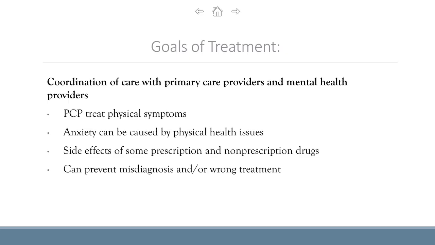Coordination with primary care providers. Primary care providers are going to treat the physical symptoms. Our psychiatrists are not going to be treating the stomach aches and the headaches and the other physical aches and pains. Anxiety can be caused by physical health issues, so it's important to have that physical assessment done to make sure that there's nothing going on with the body that's causing the anxiety. Sometimes anxiety and depression are caused by these chronic pain conditions. Sometimes anxiety can be the side effect of prescription or non-prescription drugs, especially if it's a stimulant. And sometimes this can prevent misdiagnosis or wrong treatment if we can have our primary health care providers involved in the treatment process.